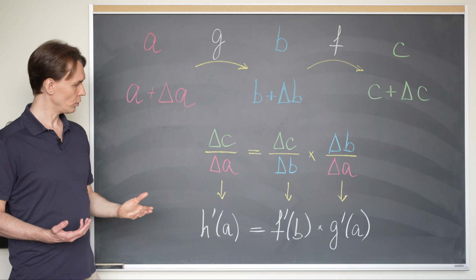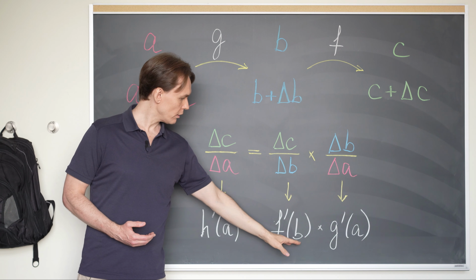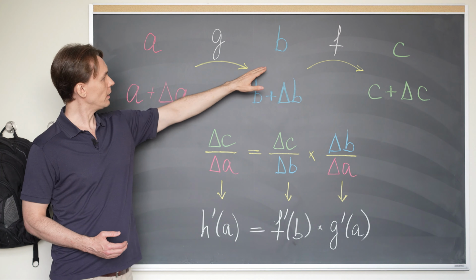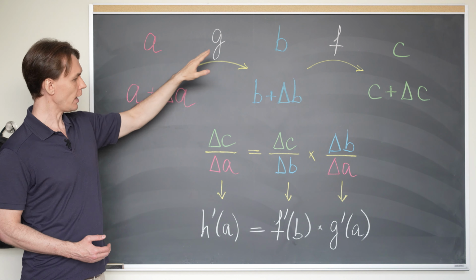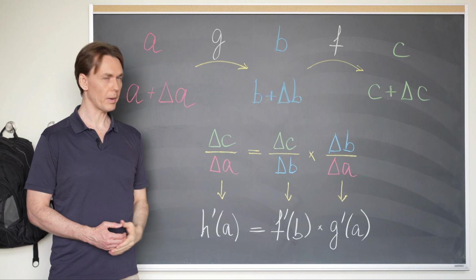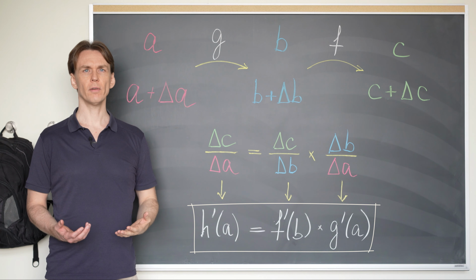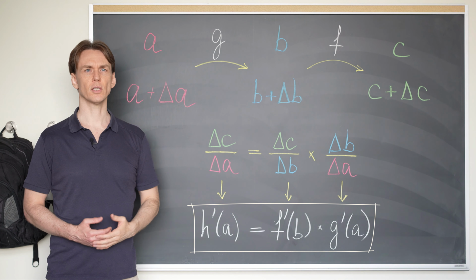And so finally, if you notice that in the first factor here we plug in b, and this b is nothing but g of a. If you replace that b by g of a, you get exactly the chain rule for the derivative of the composition of these two functions f and g.